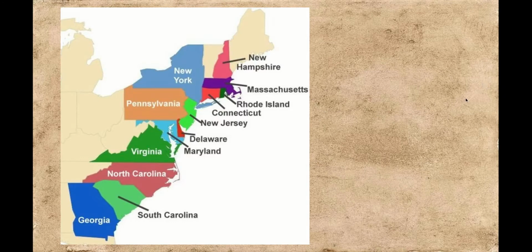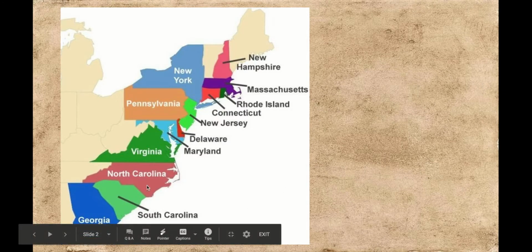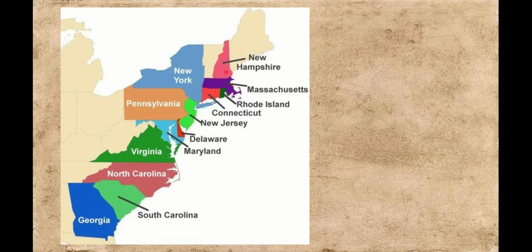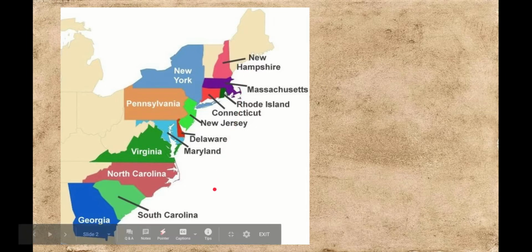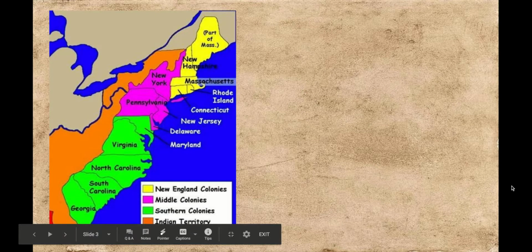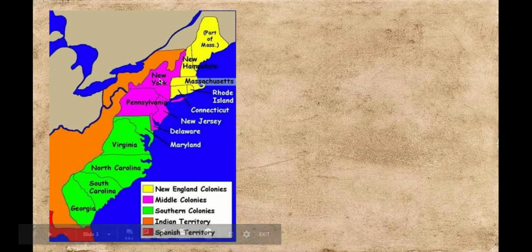If we take a look at the map, this is what the states would look like as they were formed today. We have Georgia, South and North Carolina, Virginia, Maryland, Delaware, New Jersey, Pennsylvania, New York, Connecticut, Rhode Island, Massachusetts, and New Hampshire. Because, of course, at the time, Vermont and Maine were not a part of those 13 original colonies. Now, with that being said, here's what our 13 colonies would have actually looked like at the time. The shapes are not the same as what our states look like today.